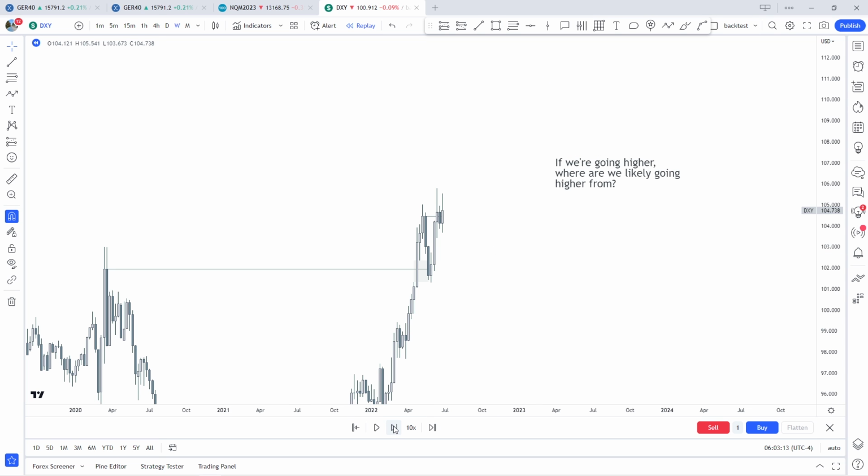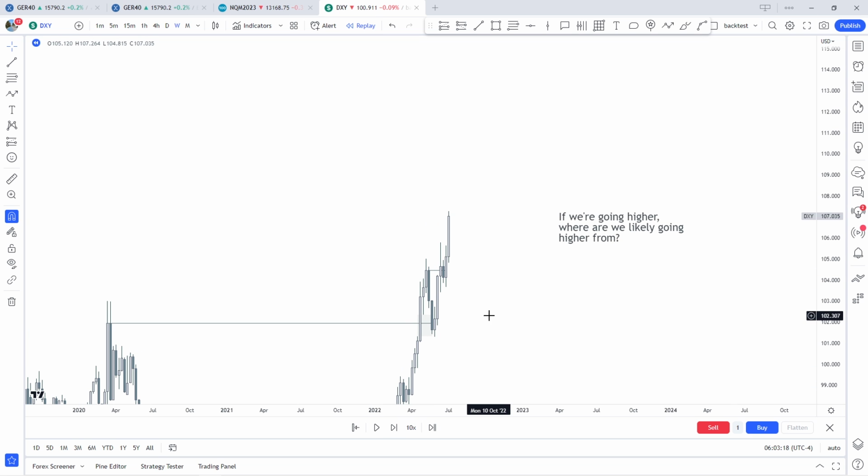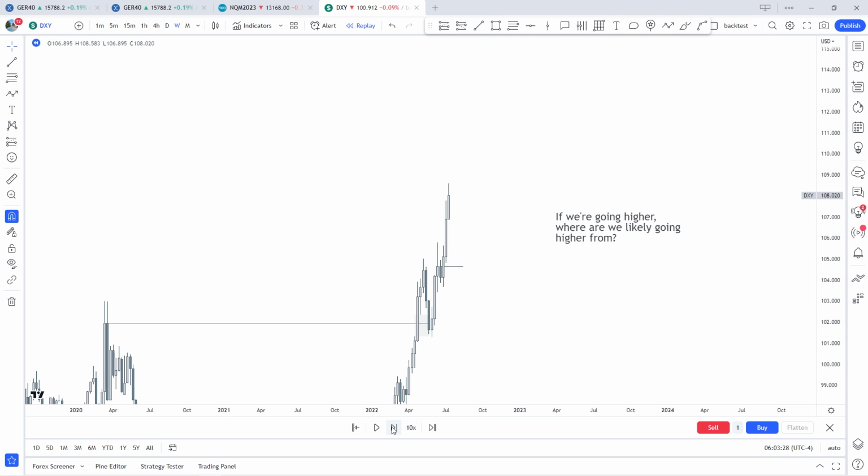All right, so if we are going higher, where are we likely going higher from? This open of the order block. Perfect. Now what's next? Well, we have this new order block created right here. If we are going higher, I would love to see it continue higher from right here. And we have this new fair value gap potentially in the making. This is also something to take into account.